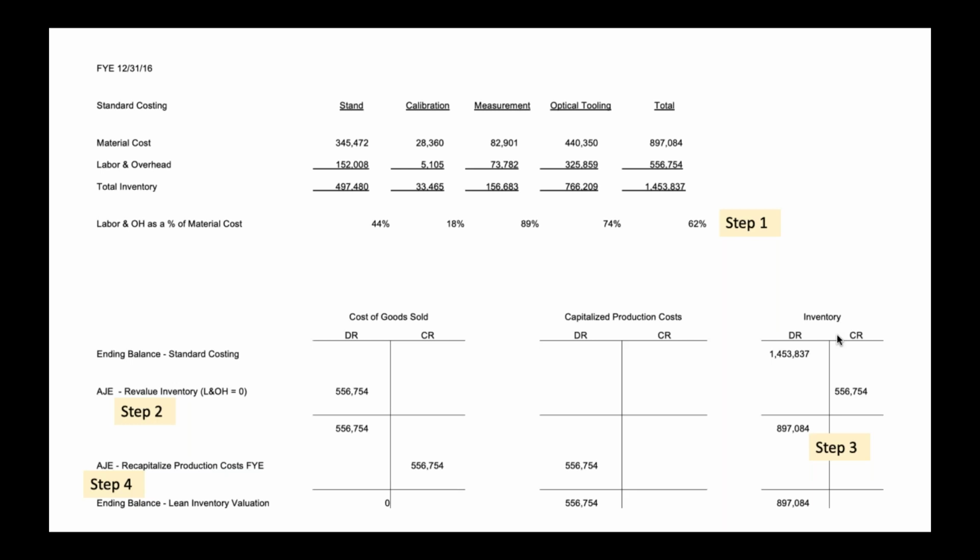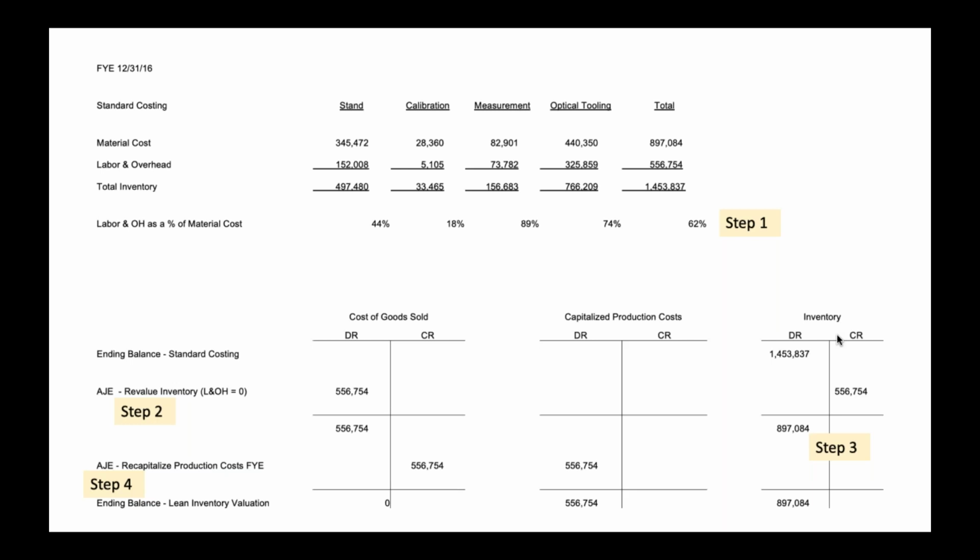So we calculated that. Then step 2, again at year end, we set the labor and overhead rates to 0, and we revalued inventory. And what the system did is it credited inventory $556,754, and it debited cost of goods sold. So now on your balance sheet, the inventory account is just material. So now in step 3 and 4, we have to put it back.